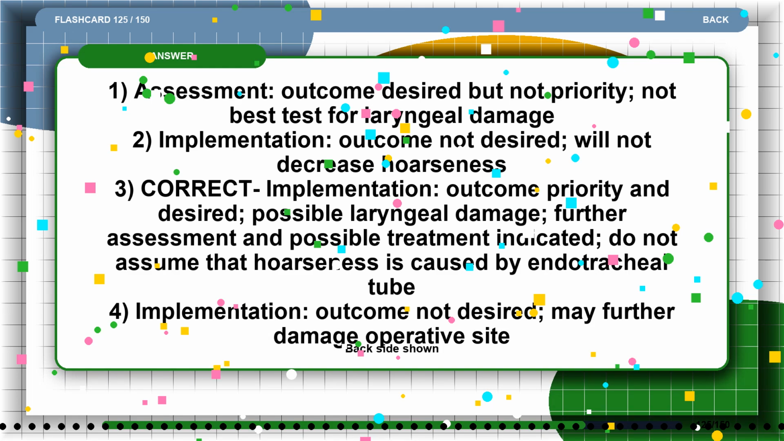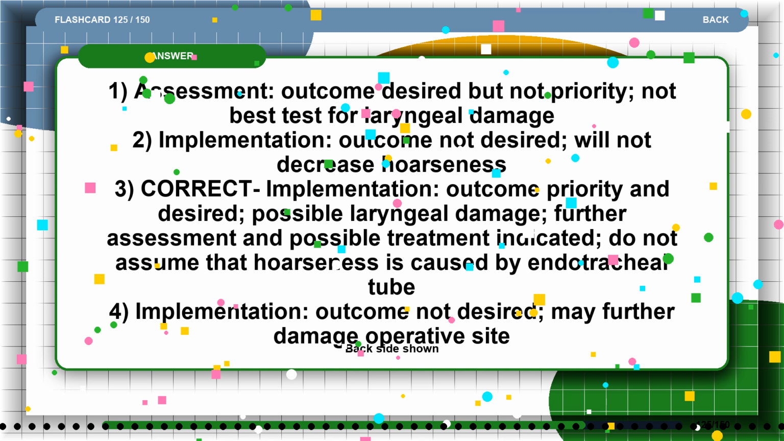The answer is 3. 1. Assessment. Outcome desired, but not priority. Not best test for laryngeal damage. 2. Implementation. Outcome not desired. Will not decrease hoarseness.